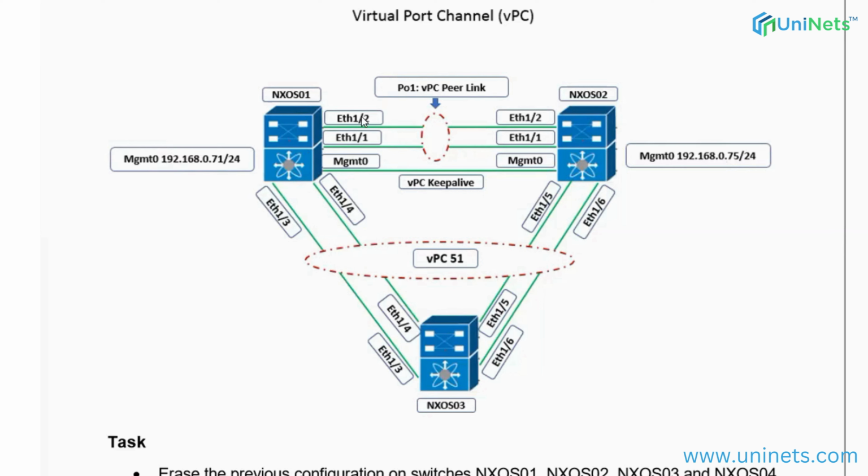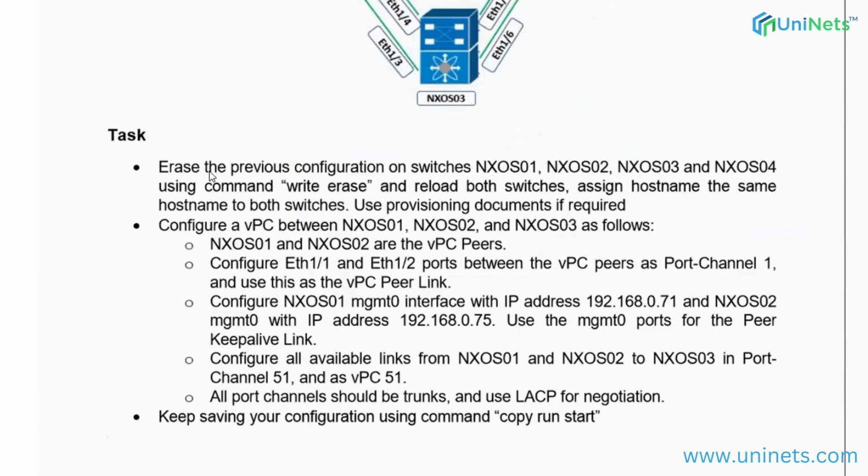E1/1 and 1/2 will be used as a peer link in a port channel. And the downstream interfaces will be in a virtual port channel 51. It should be very simple. And he's saying, okay, erase the previous configuration with write erase and reload. Then configure VPC between 1, 2, and 3. 1 and 2 are VPC peers.